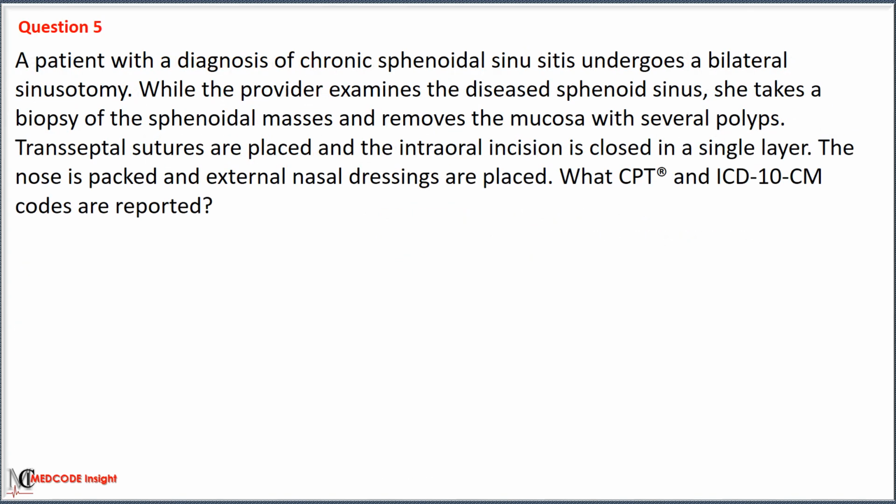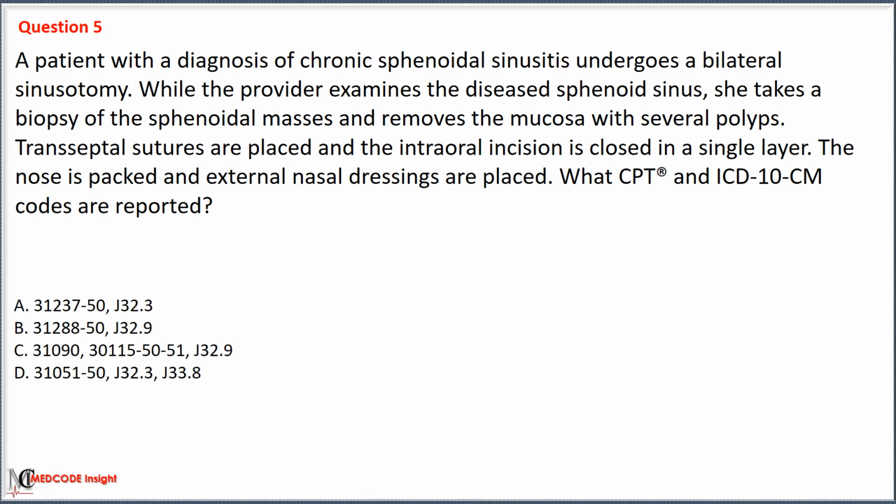A patient with a diagnosis of chronic sphenoidal sinusitis undergoes a bilateral sinusotomy. While the provider examines the diseased sphenoidal sinus, she takes a biopsy of the sphenoidal masses and removes the mucosa with several polyps. Transeptal sutures are placed and the intraoral incision is closed in a single layer. The nose is packed and external nasal dressings are placed. What CPT and ICD-10 codes are reported?